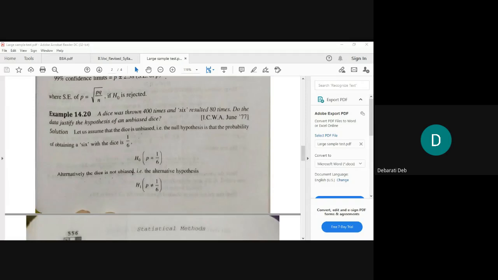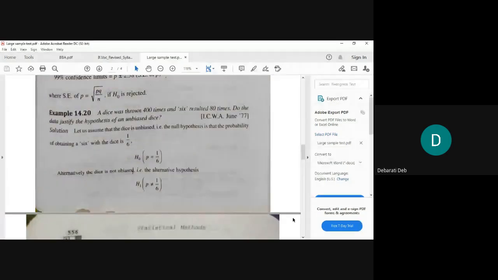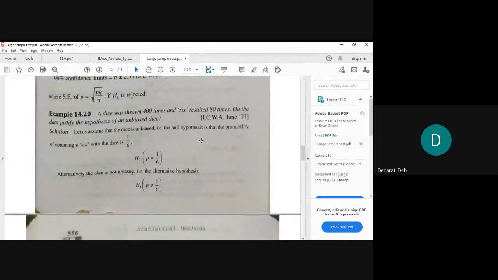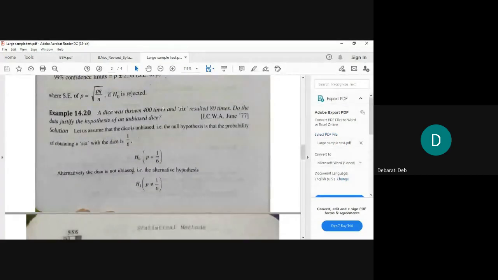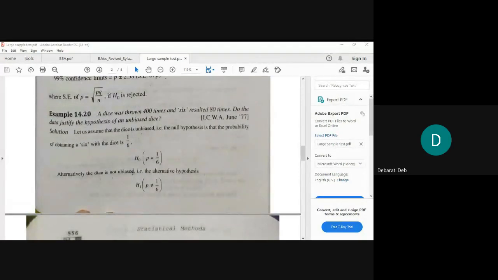The probability of getting a 6 is also 1 by 6. So that is how we have formed the null hypothesis: the probability of obtaining a 6 with the dice is 1 by 6. We have to keep the null hypothesis in the equals-to form. That's why we are not going beyond our assumption, not going against it; rather, we are directly stating that P equals 1 by 6.